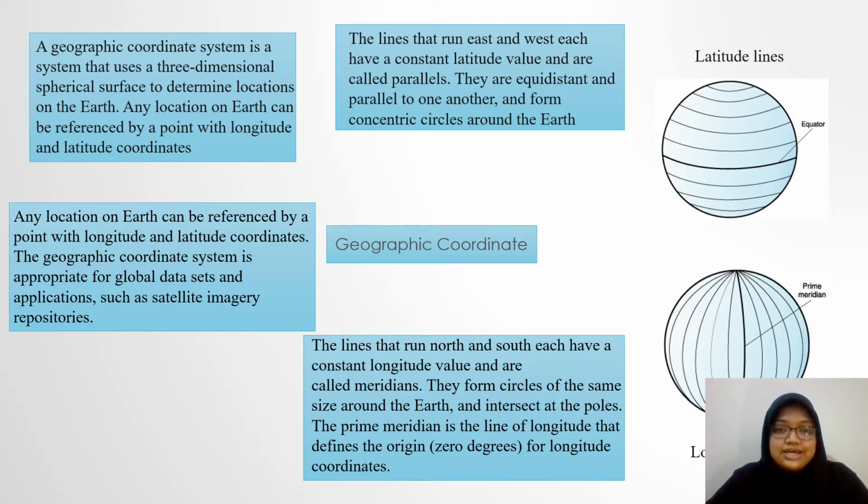Next, the lines that run east and west each have a constant latitude value and are called parallels. They are equidistant and parallel to one another and form concentric circles around the Earth. And the lines that run north and south each have a constant longitude value and are called meridians. They form circles of the same size around the Earth and intersect at the poles. The prime meridian is the line of longitude that defines the origin, 0 degrees, for longitude coordinates.